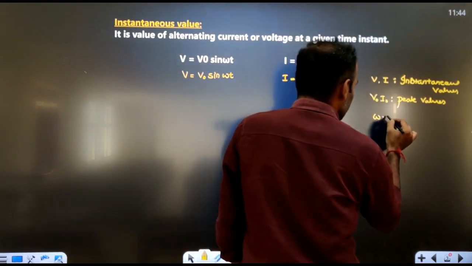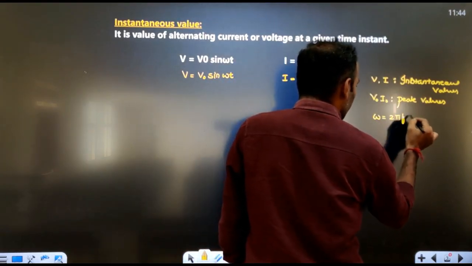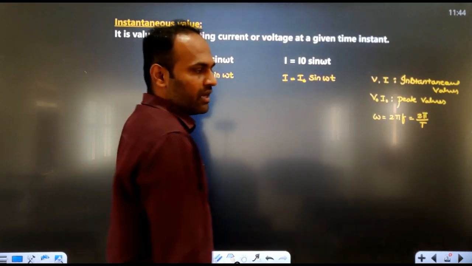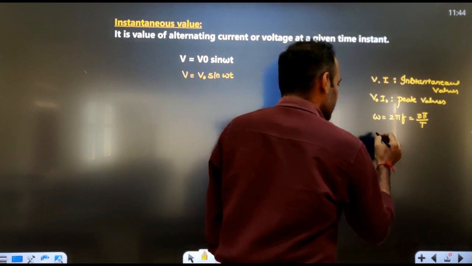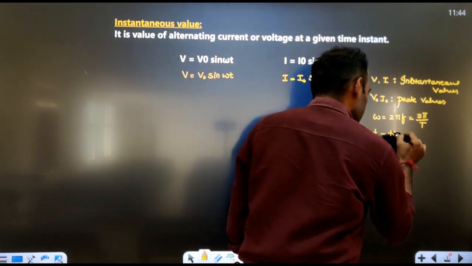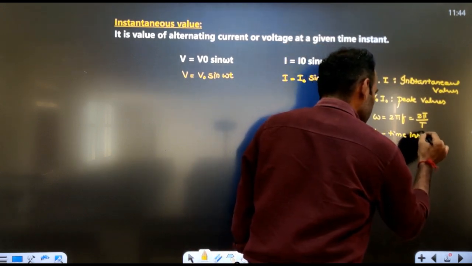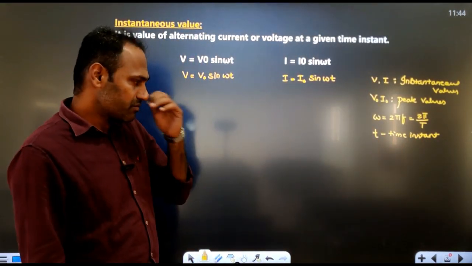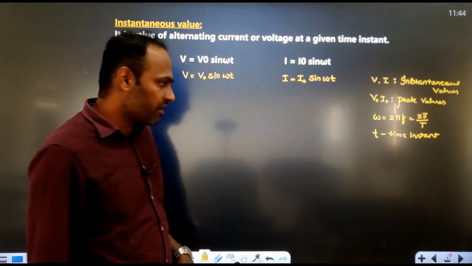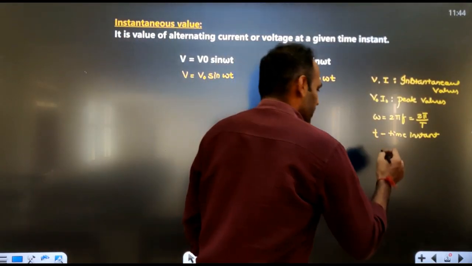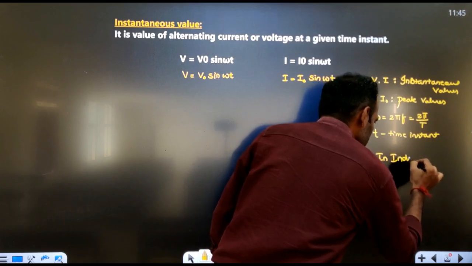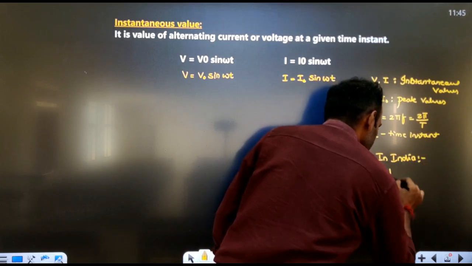See, omega is the angular frequency, which is given by 2 pi f, or it is given by 2 pi by capital T, where T is the time period. And small t is called time instant. Correct? See, for this alternating current in our country, in India, the frequency of alternating current is 50 hertz.